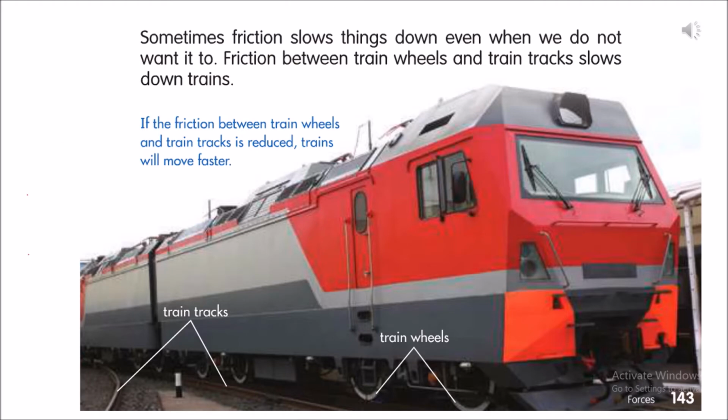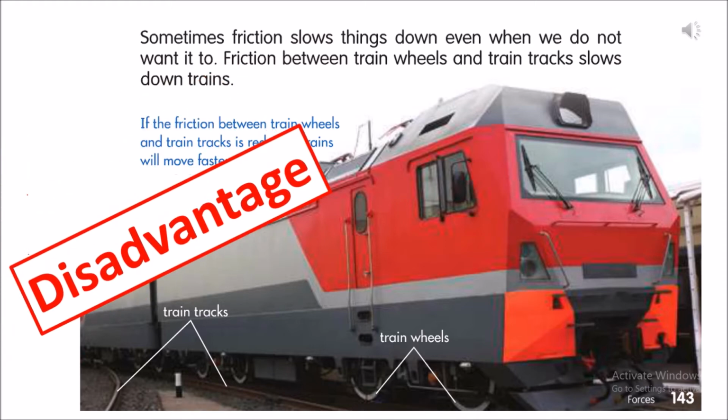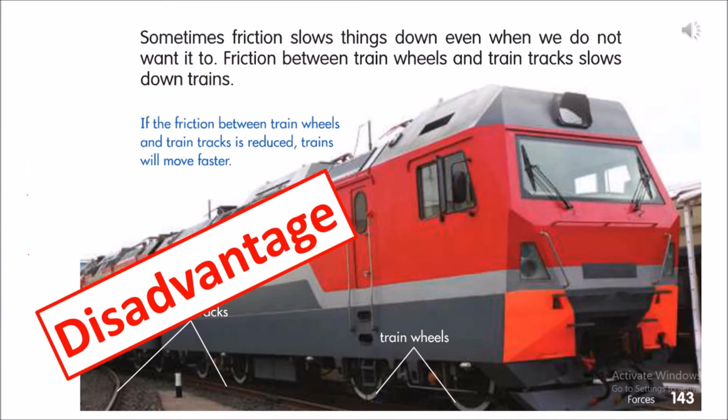We know that because friction opposes motion, it slows things down. But what if we don't want it to be slowed down? For example, friction between the train wheel and the train tracks slows the train down. So that means to go fast, the train needs to use more energy or more petrol to overcome the friction. So this is definitely a disadvantage. But if the friction between the train wheels and the train tracks is reduced, trains will move faster. So let's see how we can reduce friction.